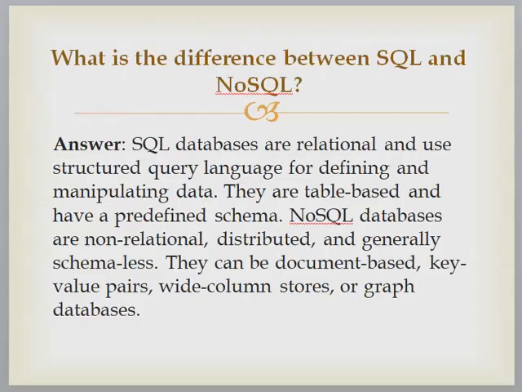What is the difference between SQL and NoSQL? Answer: SQL databases are relational and use structured query language for defining and manipulating data. They are table-based and have a predefined schema. NoSQL databases are non-relational, distributed, and generally schemaless. They can be document-based, key-value pairs, wide column stores, or graph databases.